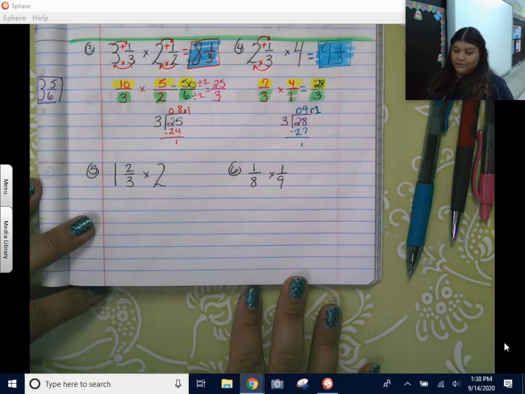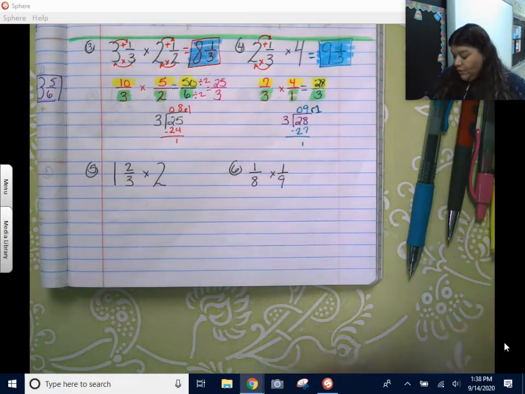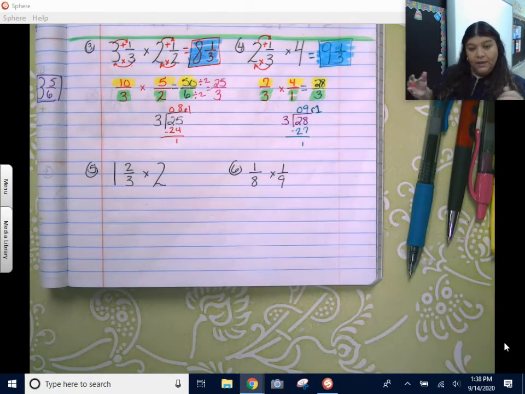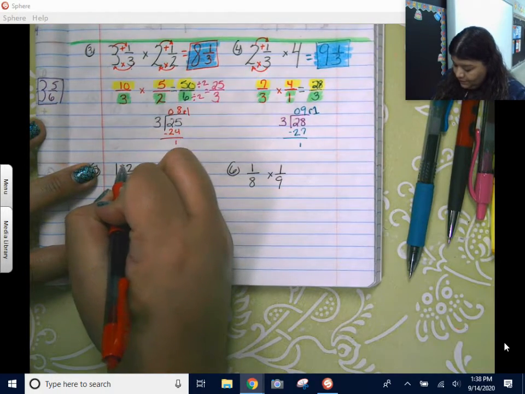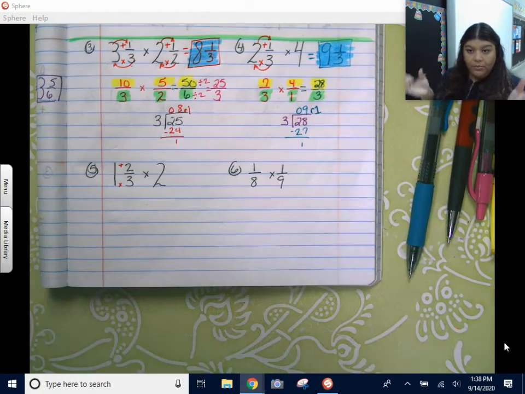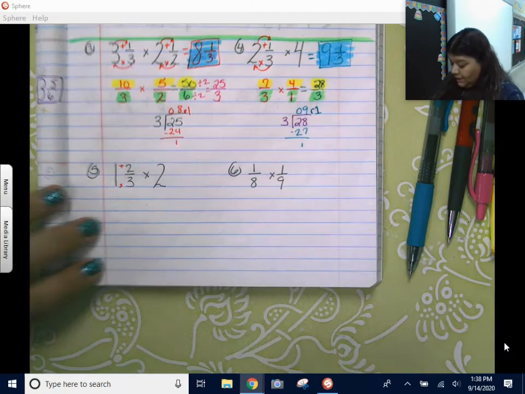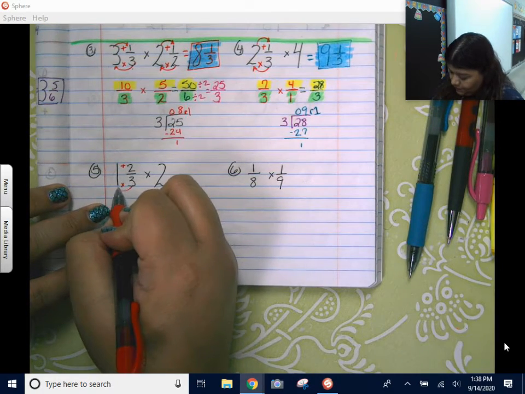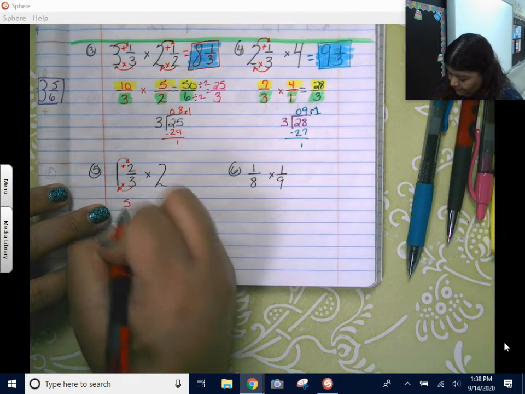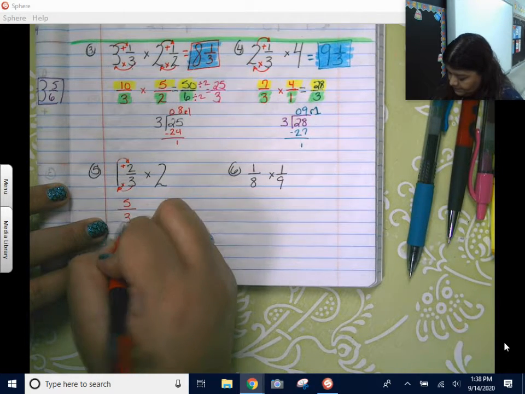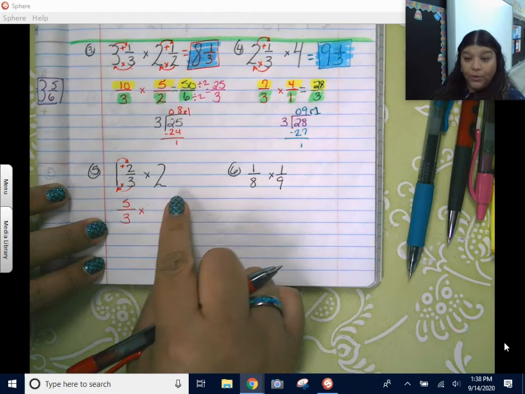I have a couple more. I want to make sure you get all the examples you have, okay? 1 2/3 times 2. So again, mixed number and whole number. So first step, let's do that Texas wheel because I want all pretty improper fractions, okay? So 3 times 1 is 3. 3 plus 2 is 5. Denominator stays the same.